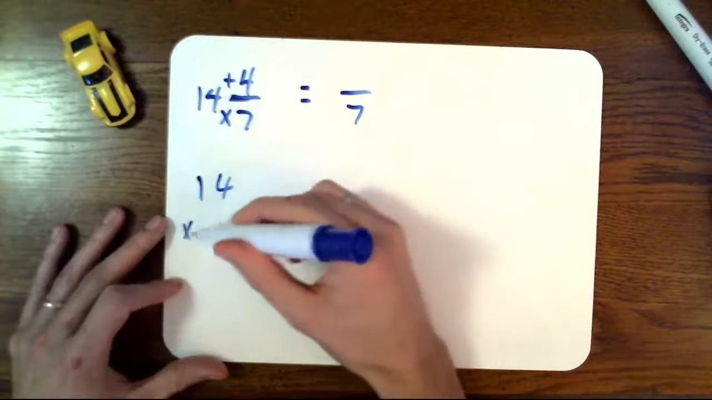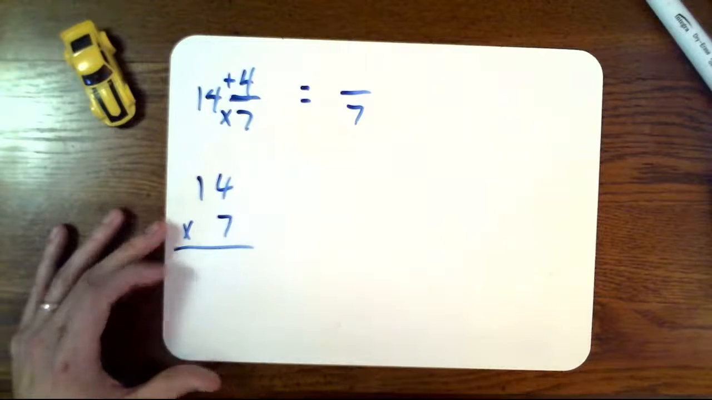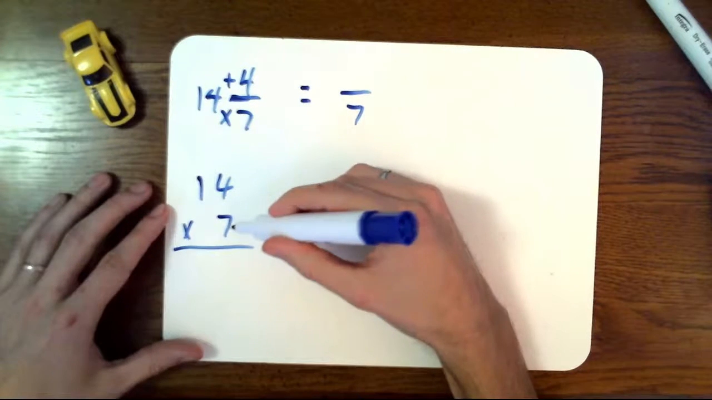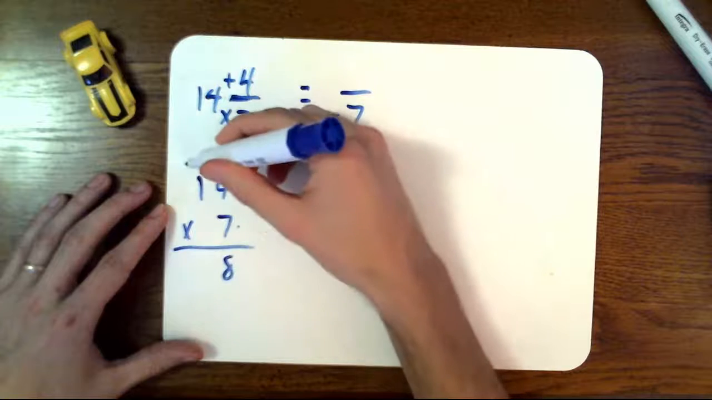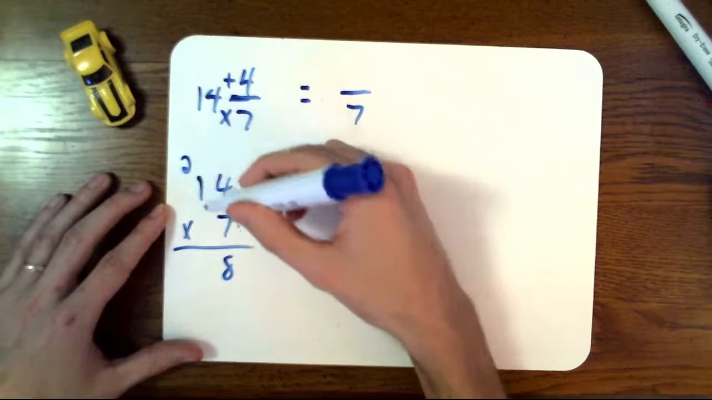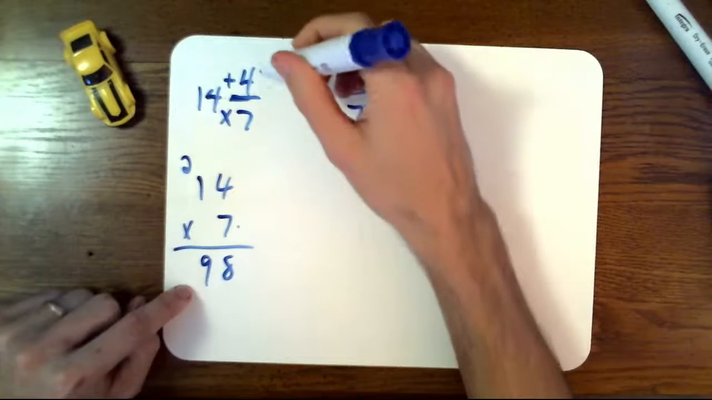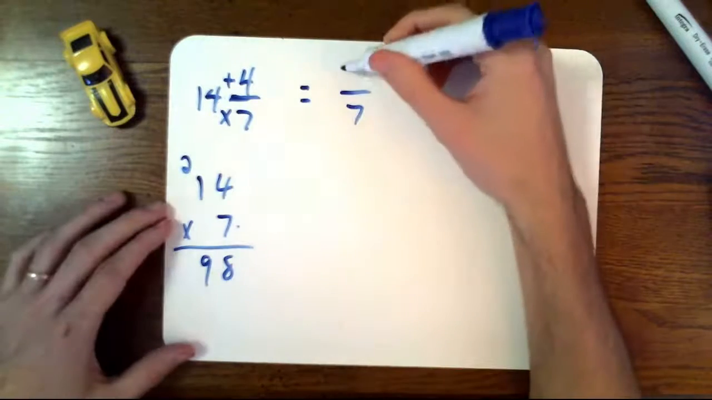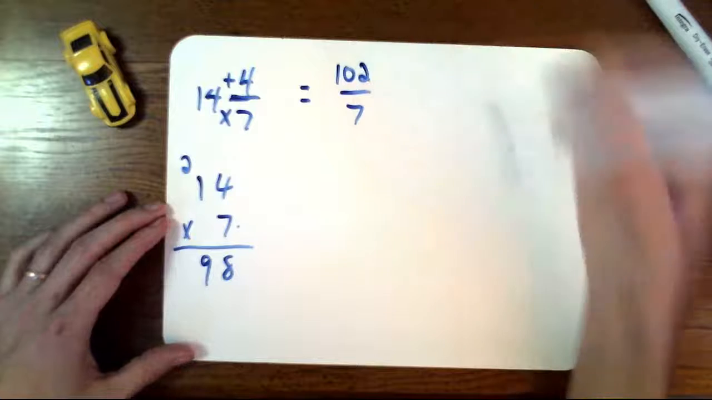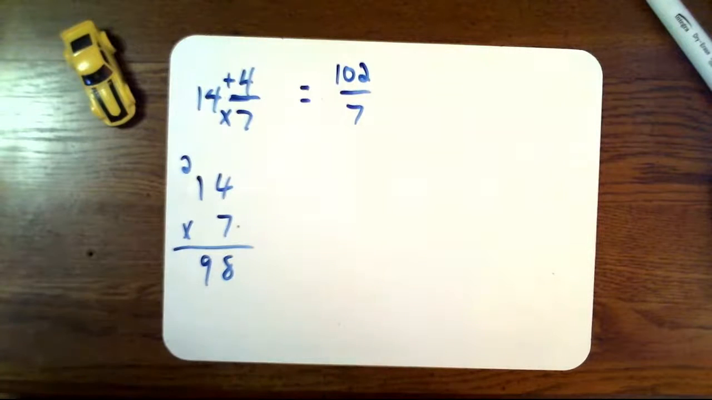So first we need to know what 14 times 7 is, and you can work that out on the side. 7 times 4 is 28. Let's see, this is 2. 7 times 1 plus 2, 98. And now we know we're going to add 4 to it. So this will be 102. 102/7.